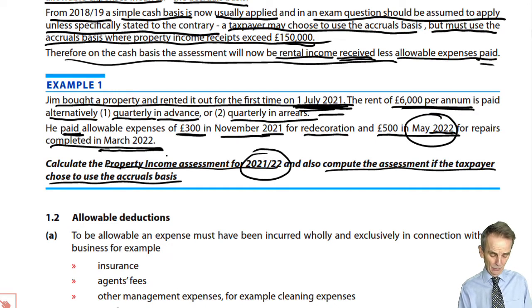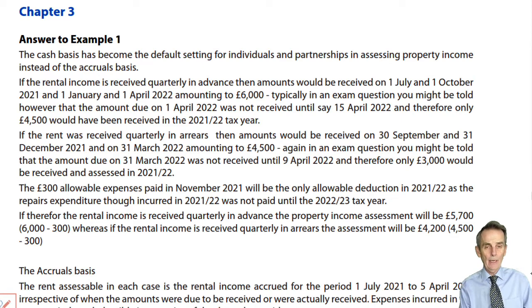So what you've got to do, therefore, using firstly the cash basis and then the accruals basis, work out on the cash basis, rental income received less allowable expenses paid. On the accruals basis, the rental income receivable in that period, and then the allowable expenses incurred for that period. Have a go at that, see what differential we get in our answers, and we'll discuss it therefore after you've looked at the model answer. So pause now, please.